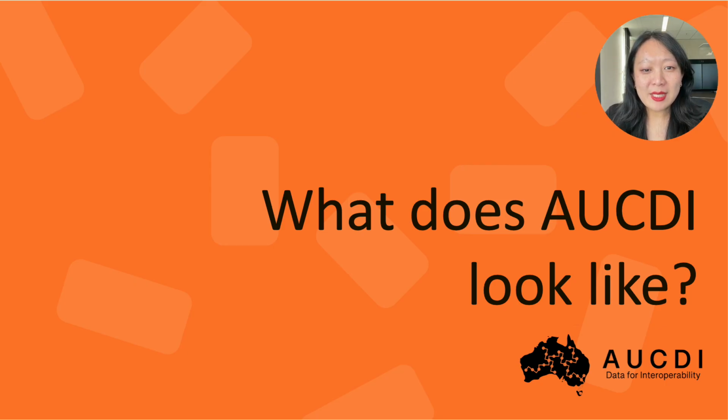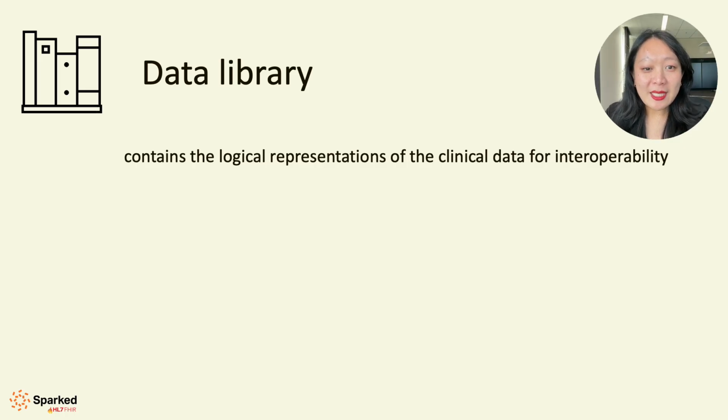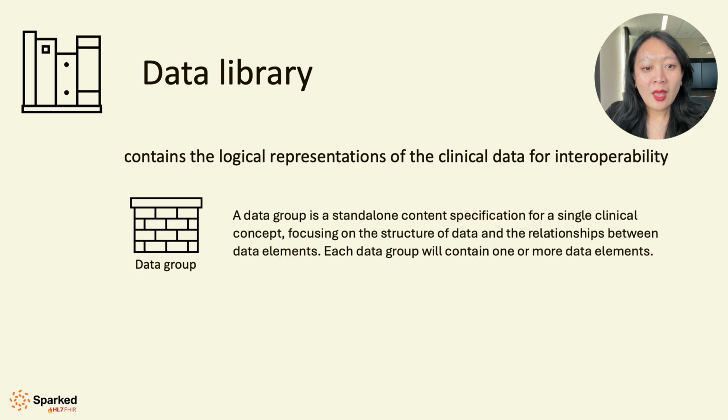AUCDI is currently represented as a document on the SPARC website. The AUCDI data library contains logical representations of the clinical data essential for interoperability, organised into conceptually specific data groups and presented in a series of tables. A data group is a standalone content specification for a single clinical concept, focusing on the structure of data and the relationships between data elements.